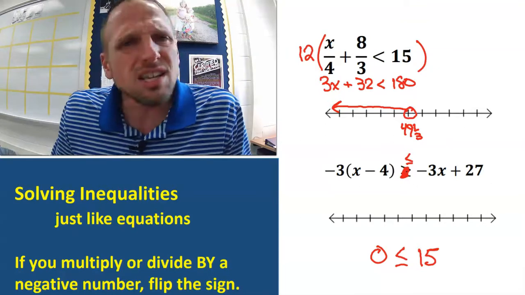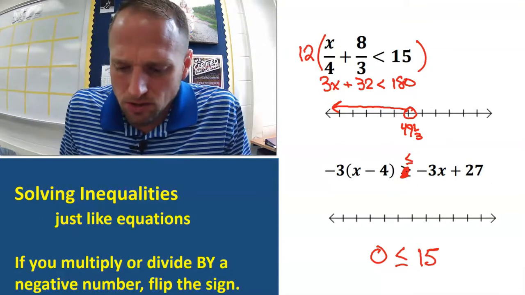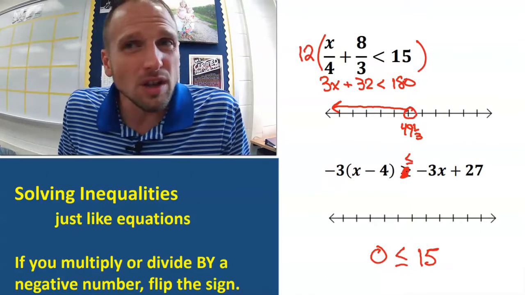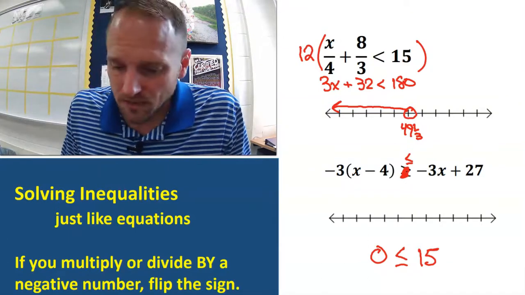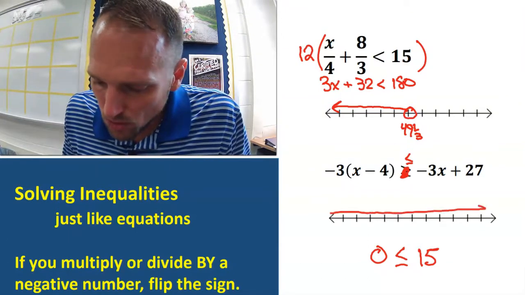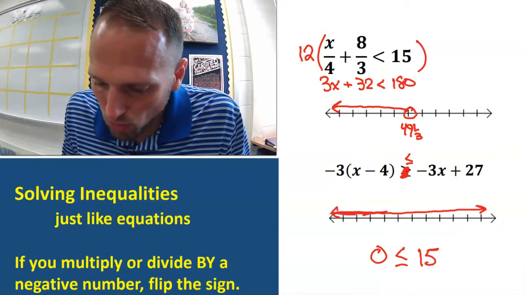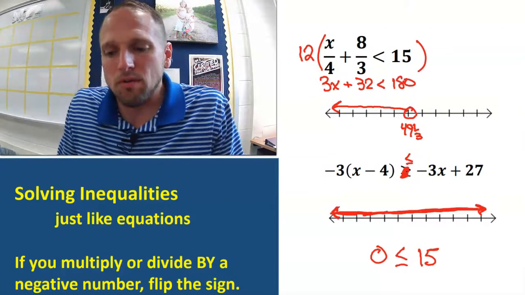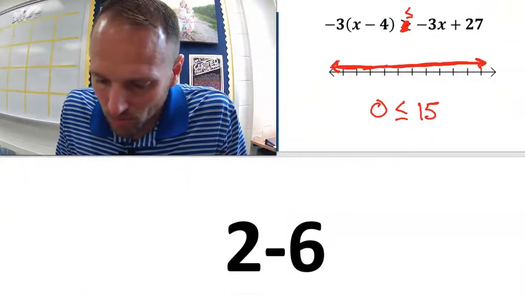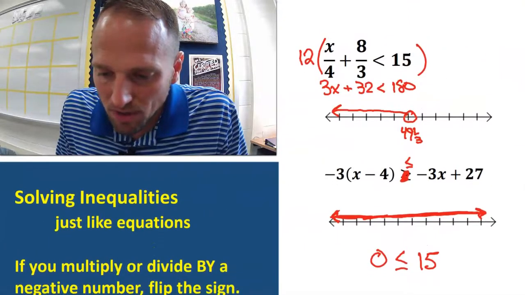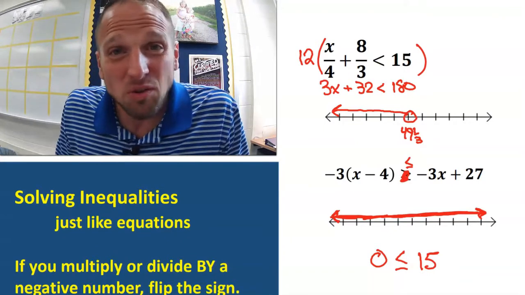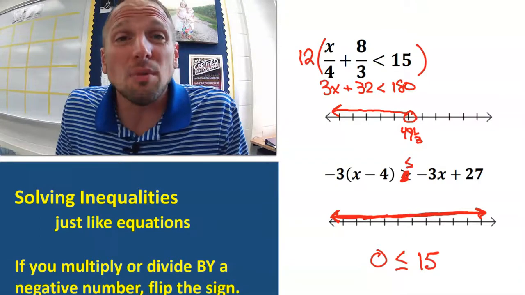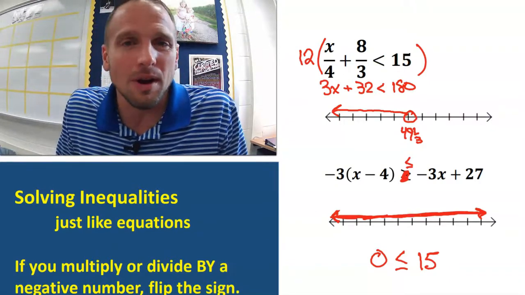So let's think about how we would graph that. Well, there's really no x there to show where we should start with a circle, but I know that it's all real numbers because 0 is always less than 15. So here's what we would do. We would just make an arrow going both ways on this entire number line, saying that everything is a part of this solution. Okay, let's see if we have any more. Nope, that's it. So I know this one's a little tricky, but it's not too bad. Rules stay the same pretty much. Just if you multiply or divide by a negative number, you have to flip the sign. All right, I know you got it. Good luck.